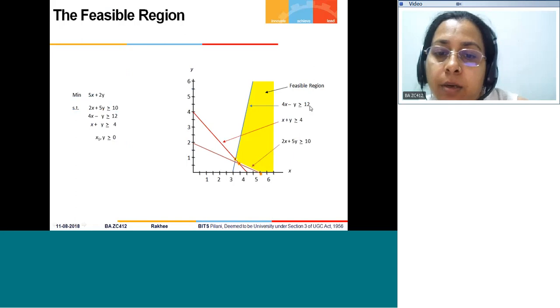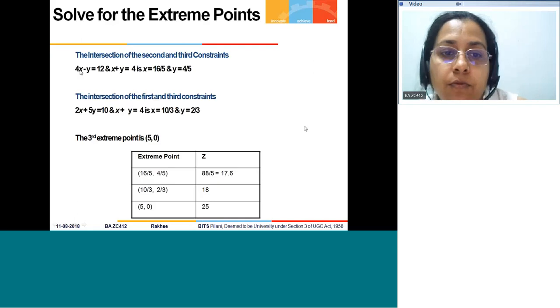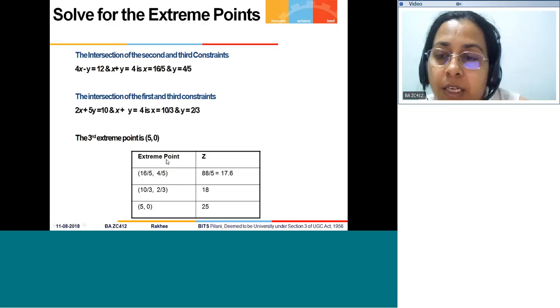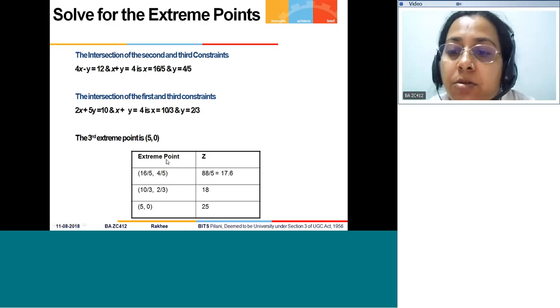And this is constraint number 4x minus y and 5. So for this one, I'm getting this point, and then another point I'm getting by taking the intersection, and third extreme point is with y equals to 0, so 5 only, (5, 0). So all these three values, if I substitute the value in objective function of x and y, I'll get the values of z at these three extreme points. So once you get these three values, you can choose the minimum.